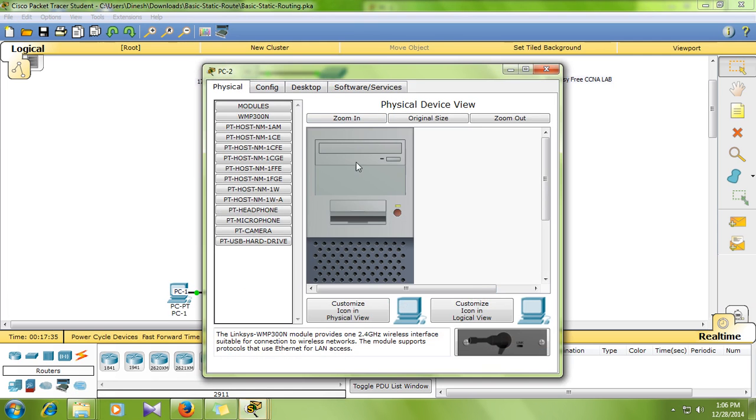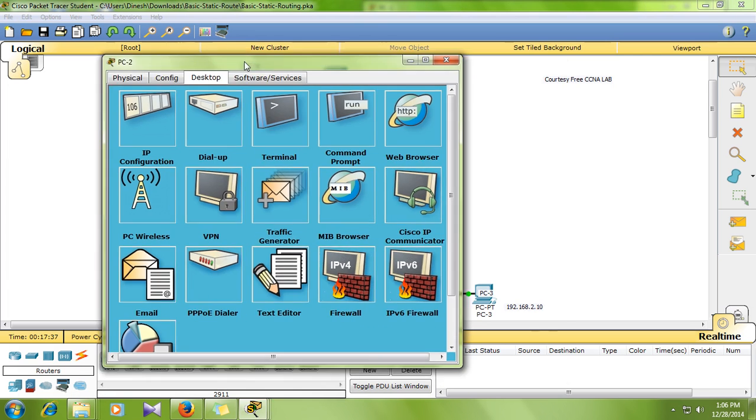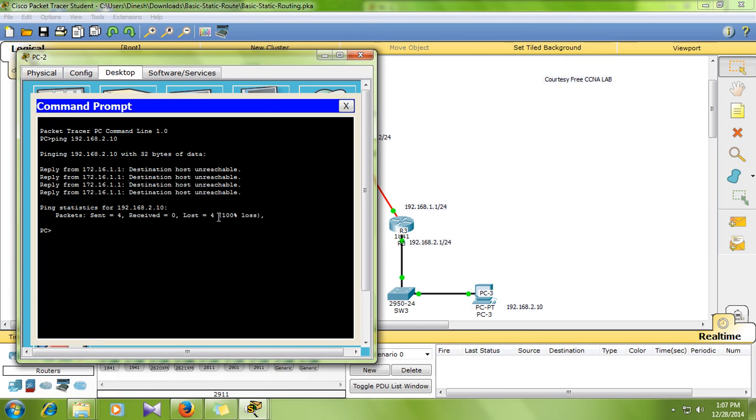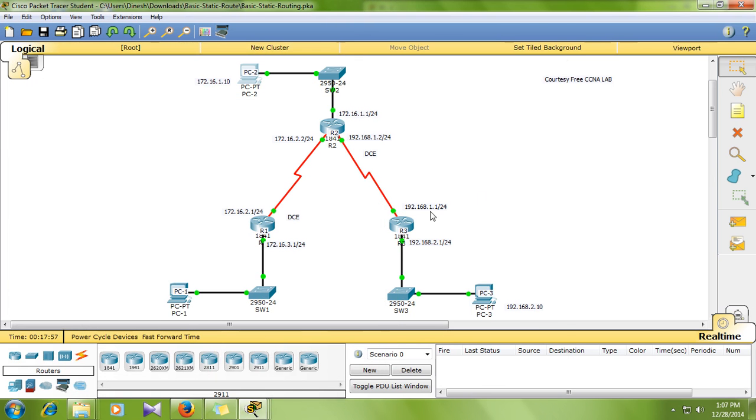Similarly from PC1, PC2 to PC3. Ping 192.168.2.10. We are getting destination host unreachable, so there is no route for this packet in the corresponding routing table. Now let's go to R3.